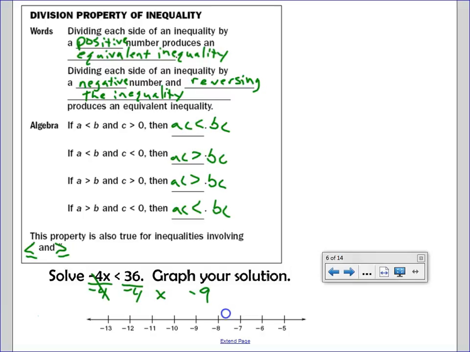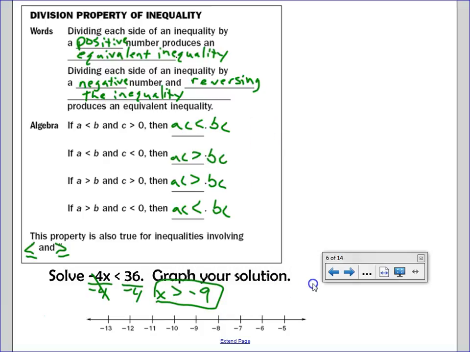But in order to keep this as a true inequality, since I divided both sides by a negative, the rule says when we divide both sides by a negative, we need to reverse the inequality. So now I'm going to say it's greater than negative 9. Okay, so that's important to remember. When you multiply or divide both sides by a negative, you need to flip that inequality around.